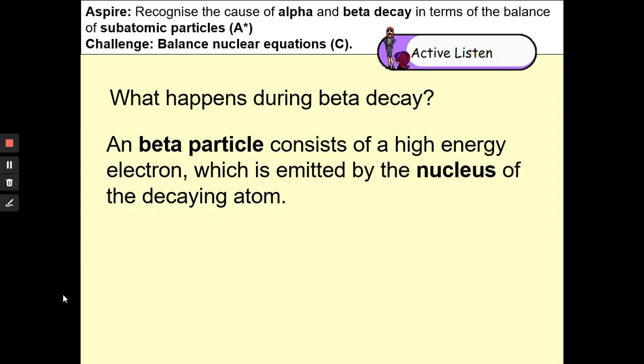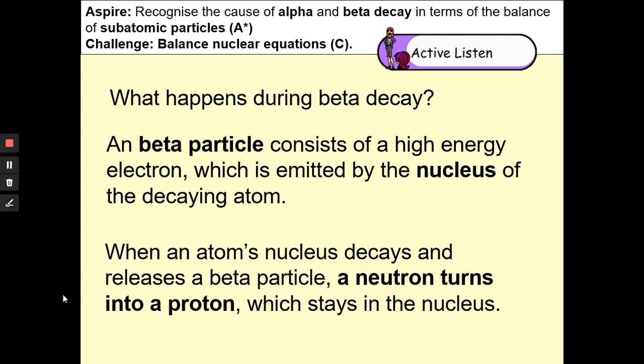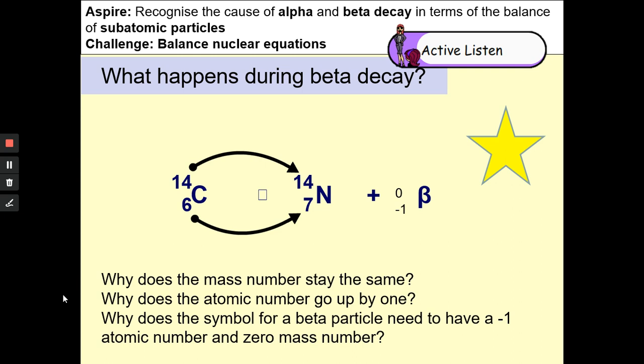We're going to do the same idea now with beta decay. Now remember, beta decay is that high energy electron that is spat out by the nucleus when a neutron turns into a proton staying behind in the nucleus. So if we're going to have a look at nuclear decay equations, it's important that we understand why they're written in the way they are. So it's really important that you understand in this case the mass number stays the same and the atomic number goes up 1. And that beta symbol there, we need to understand why it's got a mass number of 0 and an atomic number of -1. Pause the video, have a think about it.